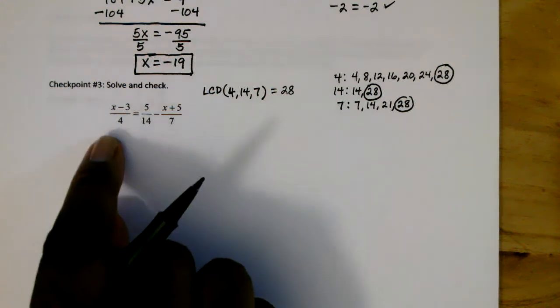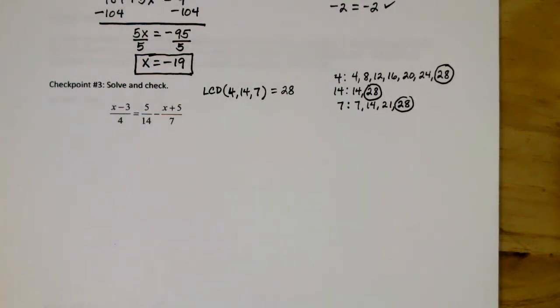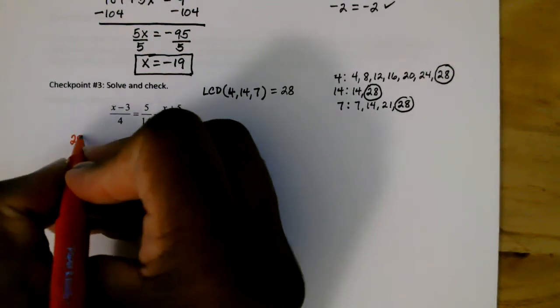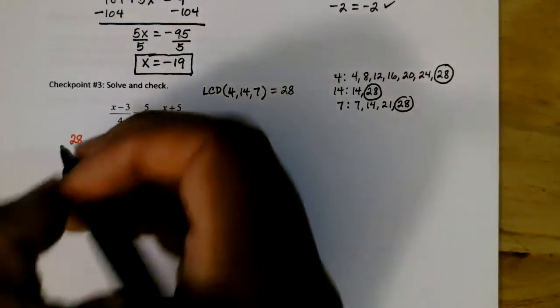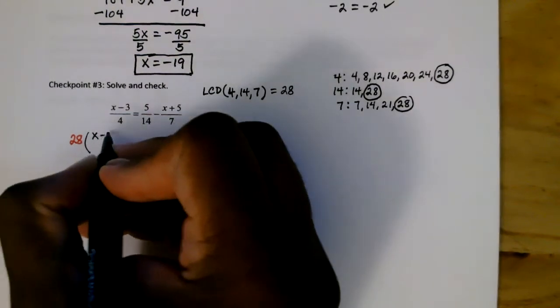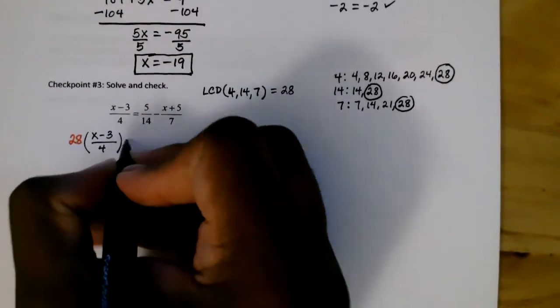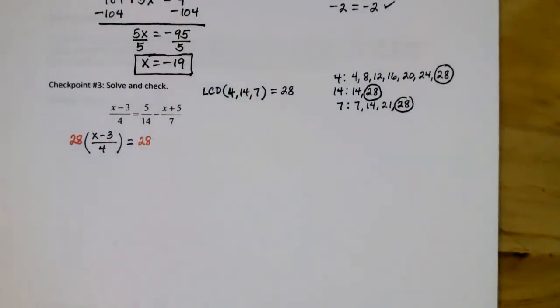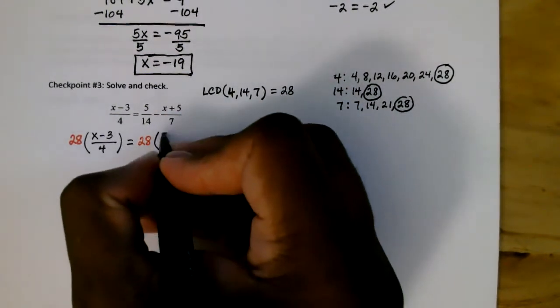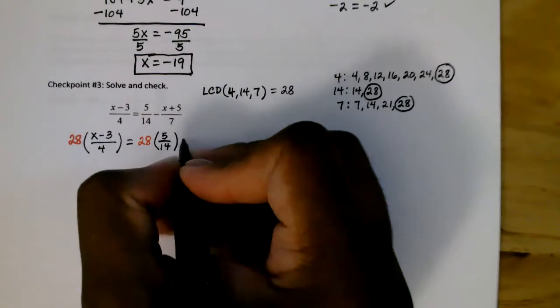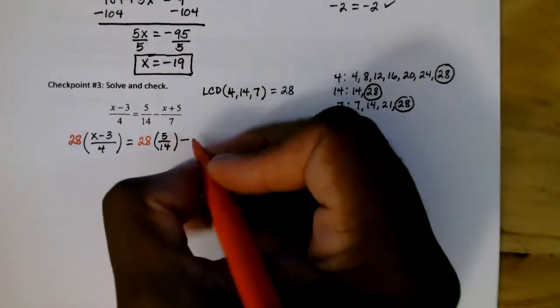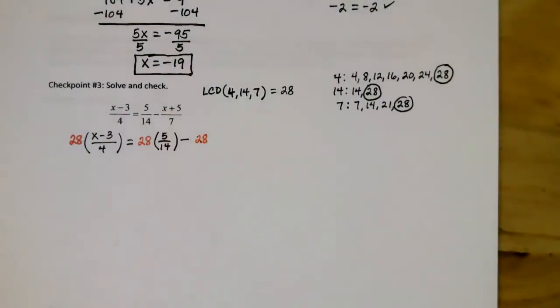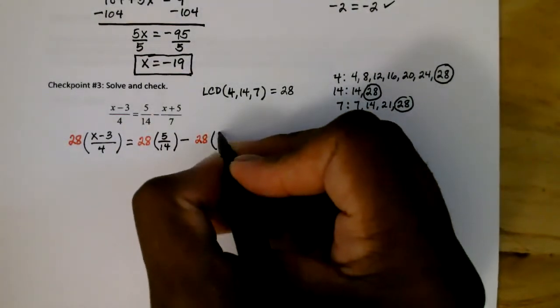So that means we're going to multiply each and every term in this linear equation by 28. So here I'm going to have, in this case, 28 times x minus 3 over 4, that's equal to 28 times 5/14, minus 28 times x plus 5 over 7.